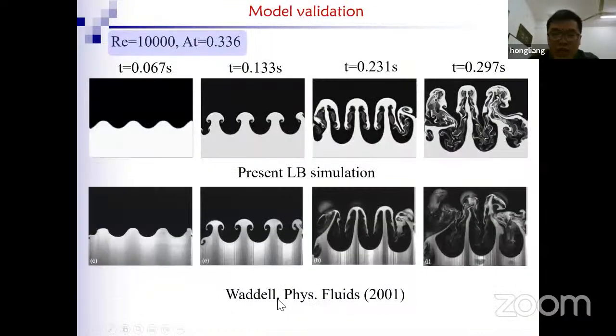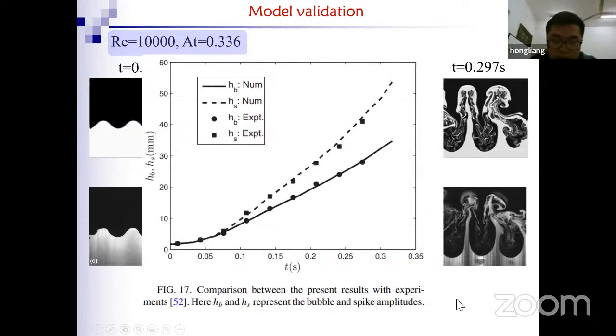We first validate our code by simulating the case with a Reynolds number of 1000-odd. In this case, we compare the result with the experiment. We can find that our results agree very well with the experiment. Also for the bubbles and spikes amplitudes. Next.